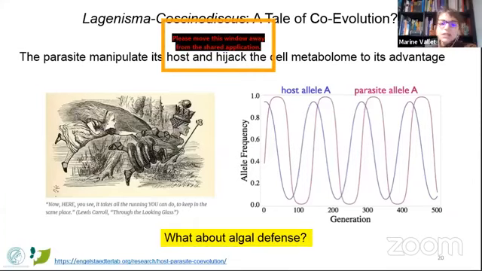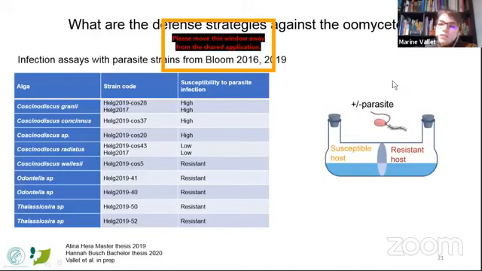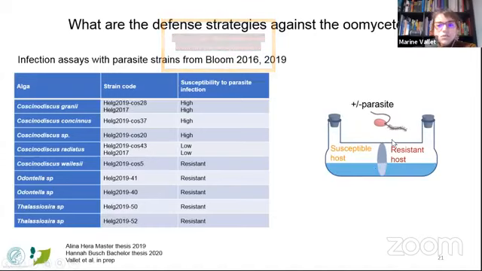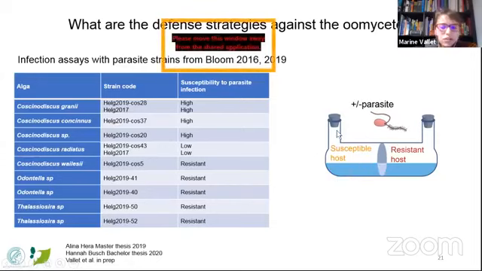Of course, what's next is that we look at the defense, because we'd like to know what's happening when the host cannot be infected anymore. And we're using the same setup of co-culture to put susceptible hosts and resistant hosts against each other, plus or minus parasite. And our idea is to look at whether there are chemicals released by the resistant host that can maybe stop or inhibit the infection, maybe a lytic compound. And so far, so good, we have found some resistant hosts, and we're looking at the different strategies against this parasite.